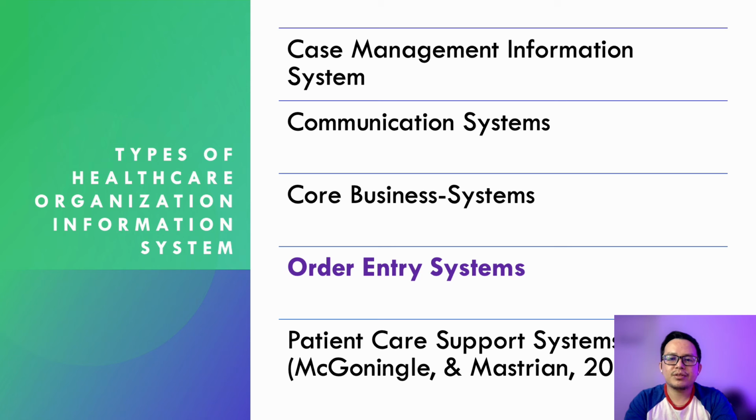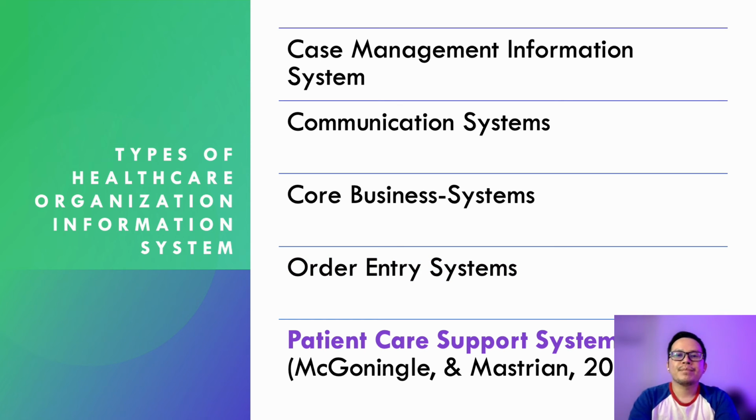These systems also provide automated alert functionality and decision support. I already discussed this when we talked about the EHR. Next is patient care support systems. These are focused on collecting data and disseminating information related to direct care.